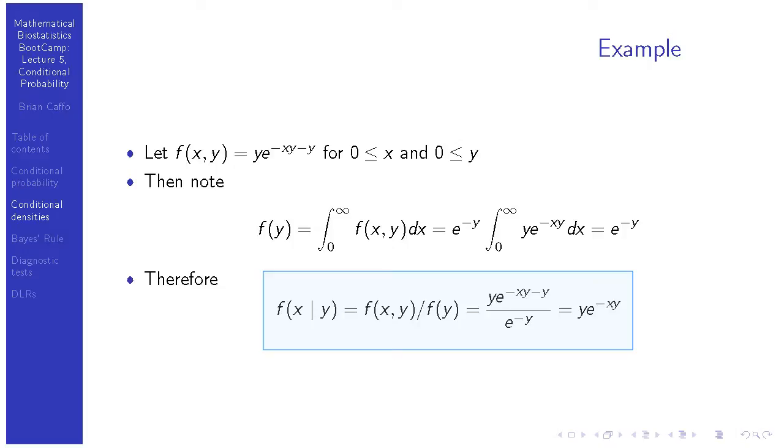So now this function, if you plug in any possible value of y, this function will now give you the associated density function for the random variable x, conditioning on the information that y takes on that specific value.